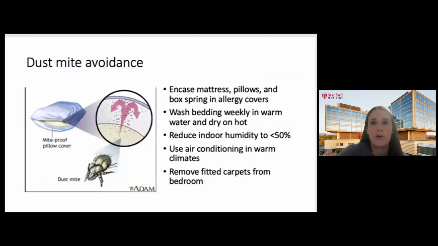So many people are allergic to dust. If this is you, the best thing to do is to make sure that you have hypoallergenic dust covers on all your mattresses, pillows, your box spring. Important to wash your bedding weekly in warm or hot water, dry it on high heat.